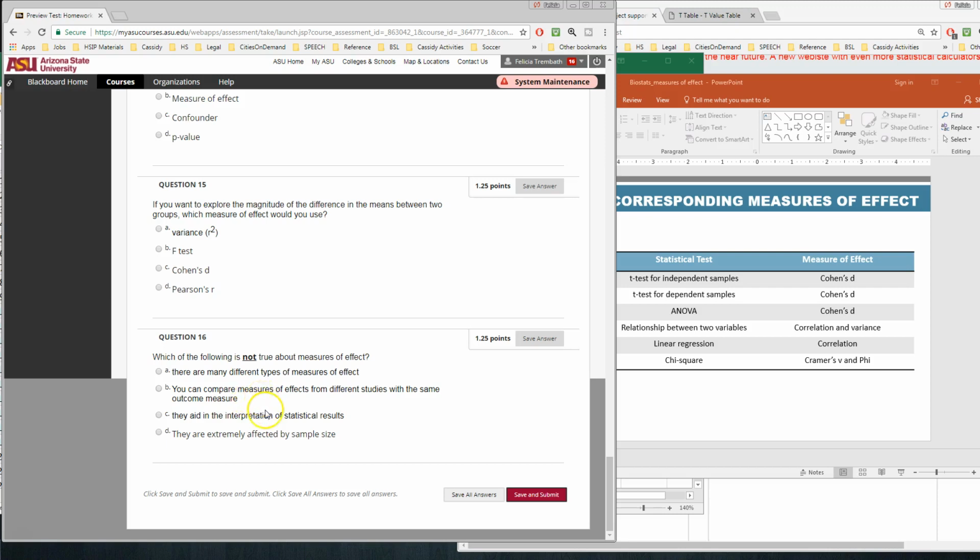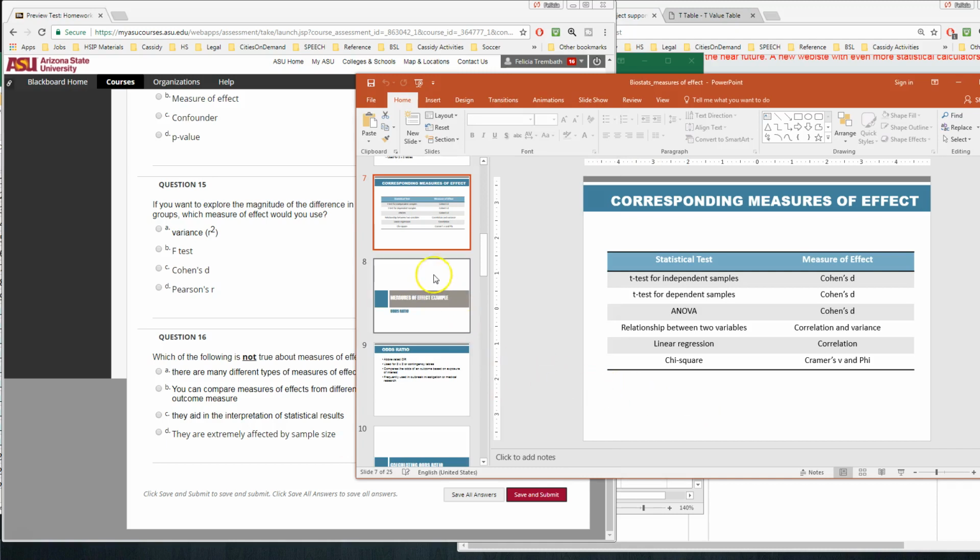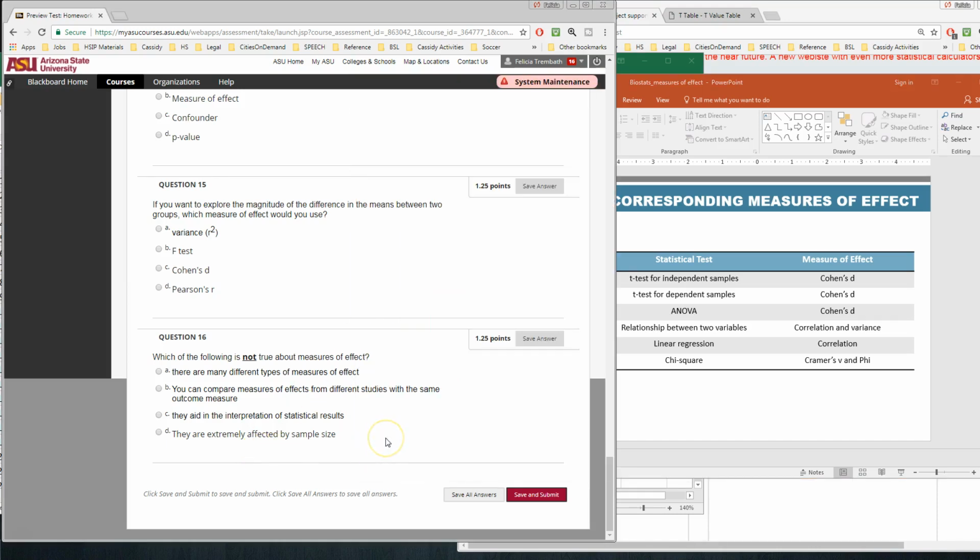So that's true. They aid in the interpretation of statistical results. That is true because we can take multiple studies done at different time periods, kind of pool those results together to make a decision. So that's true. And then D, they are extremely affected by sample size. This is not true. So even though the actual test statistic that might have been calculated took into account sample size, my measures of effect formulas do not take into account sample size. They take into account the magnitude of the difference between the groups.